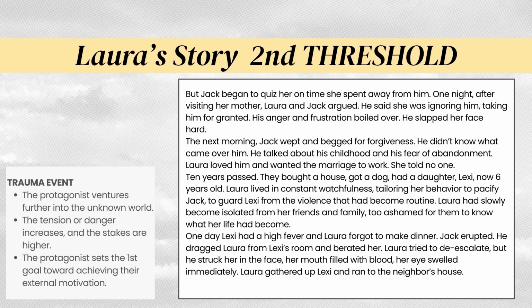In this section, the relationship dynamic shifts dramatically. Jack's abusive behavior creates a problem for Laura, but her external motivation is the same: to maintain the relationship. Her goal to achieve this motivation is to tell no one about the abuse. The danger and the stakes increase to the breaking point event that causes Laura to seek help.